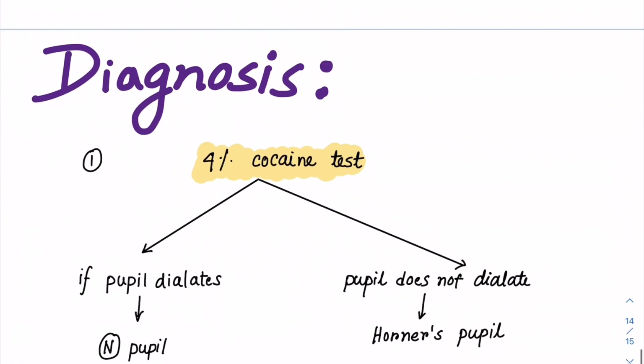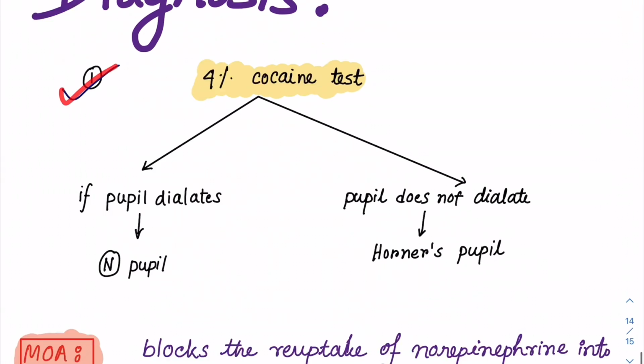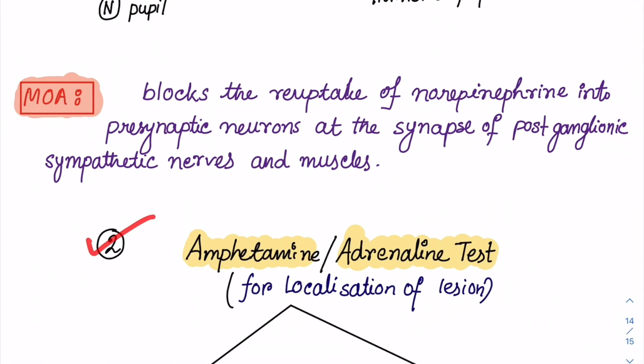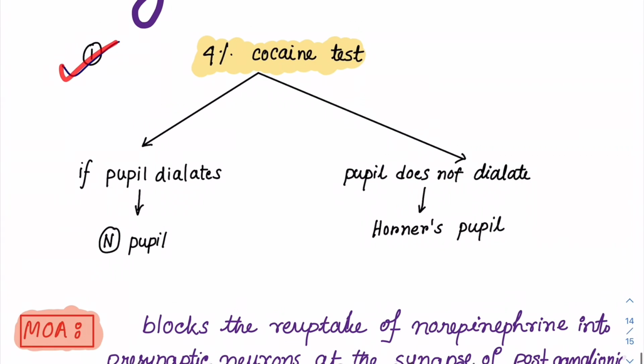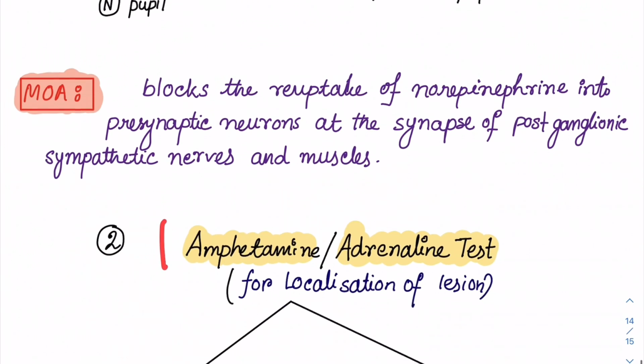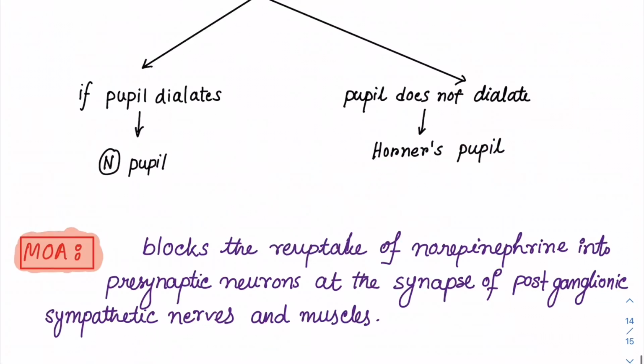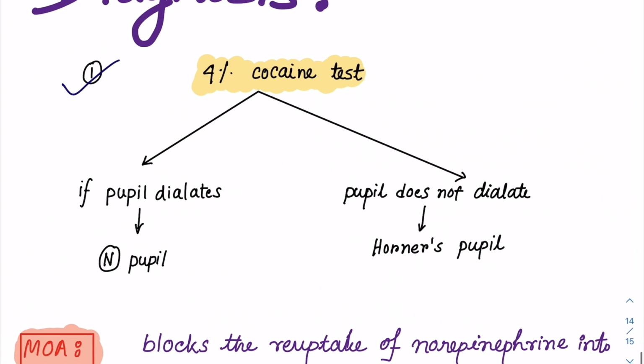Now what is the diagnosis? Diagnosis is done by two tests. First is the 4% cocaine test, and second is the amphetamine and adrenaline test. The cocaine test is used for diagnosis of Horner's pupil, and the amphetamine and adrenaline test is used for localization of the lesion, that is whether it is first order, second order, or third order. So how is the 4% cocaine test done? First, 4% cocaine eye drops are put on the eye.